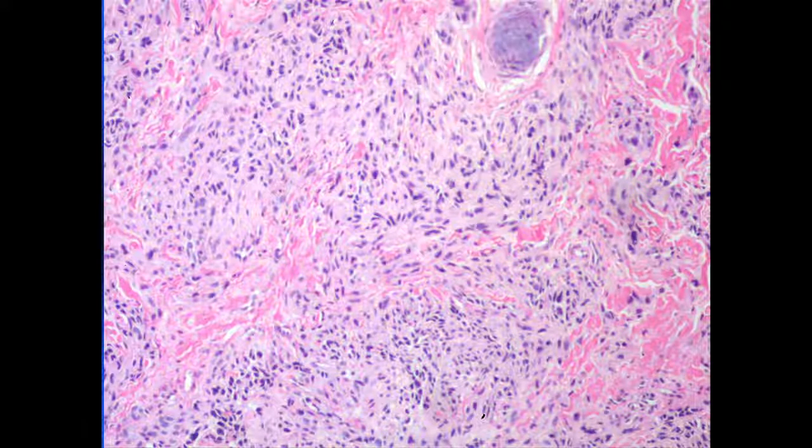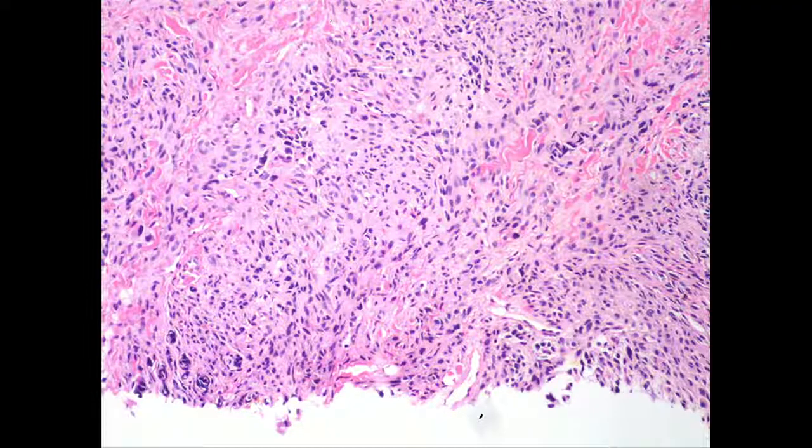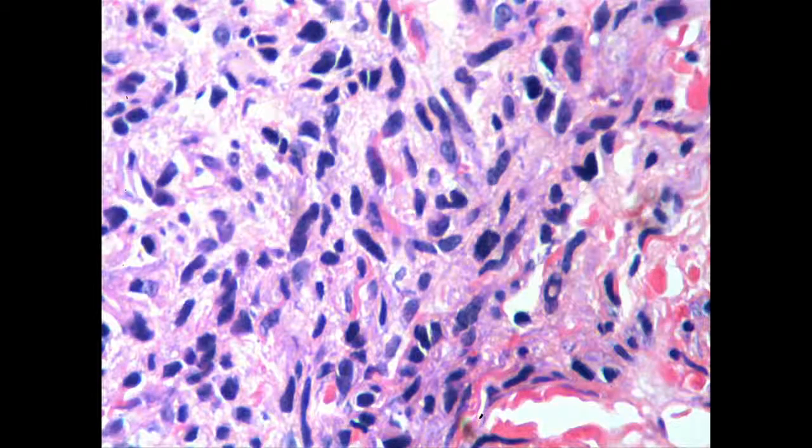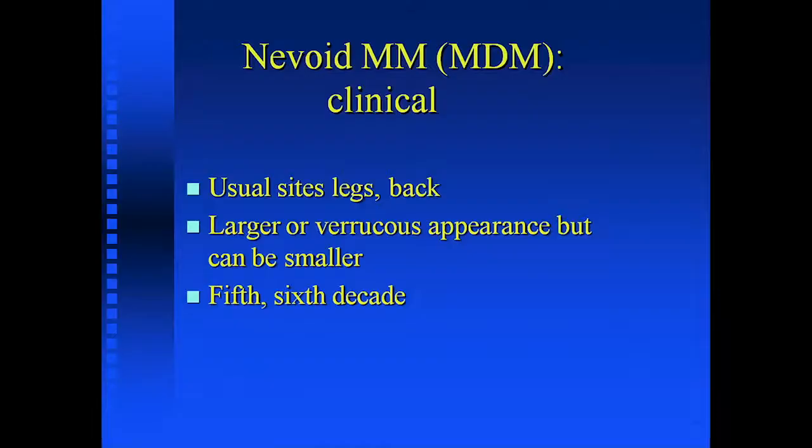Notice that they're a little bit hyperchromatic, and they're both spindle and epithelioid. When you see that pattern, both spindle cells and epithelioid cells in a nevus, it should make you think perhaps it's not a nevus. Notice it's not maturing with descent, and the cells are a little bit hyperchromatic. So this is something called a nevoid, minimal deviation, pseudoverrucoid melanoma.